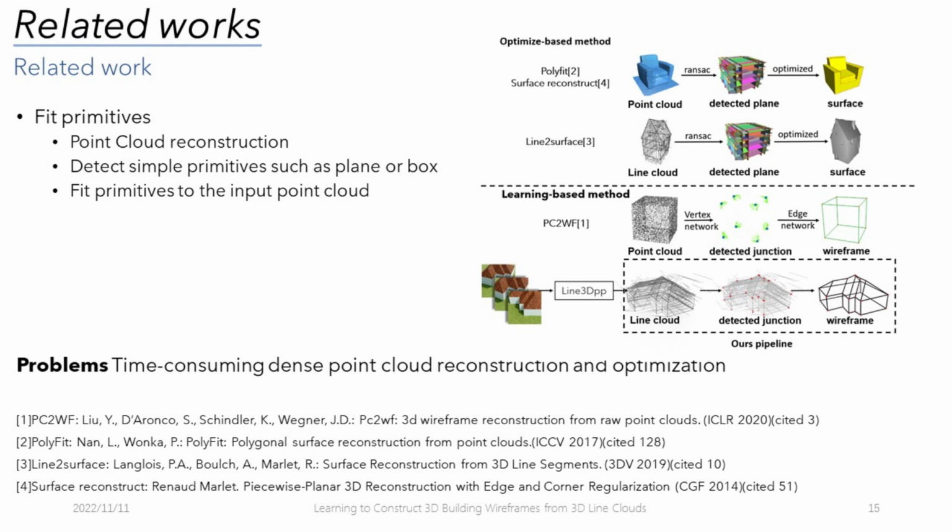To obtain lightweight building models, existing methods can be roughly categorized into 2 groups. Fitting primitive methods, such as PolyFit, first need to reconstruct a point cloud and then detect simple primitives such as planes or boxes. Finally, they fit the primitives to the input point cloud. This kind of method needs time-consuming dense point cloud reconstruction and optimization.